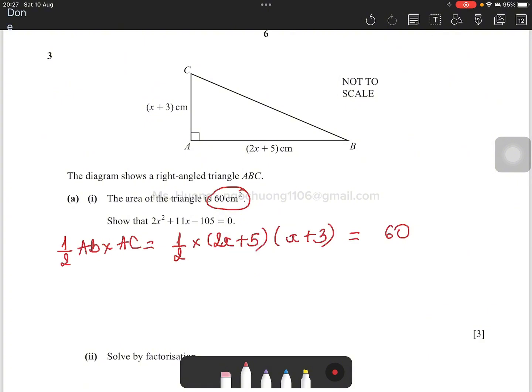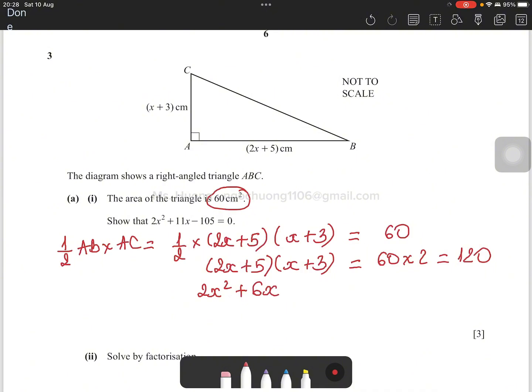So, I will multiply both sides by 2. So 2x plus 5 multiplied by x plus 3 is equal to 60 times 2, which is 120. Now let's expand the brackets. 2x times x is 2x squared. 2x times 3 is 6x. 5 times x is 5x. 5 times 3 is 15. And the answer is 120.